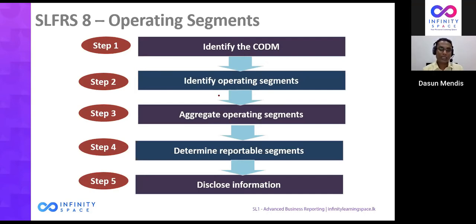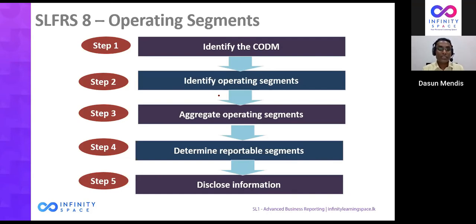So what is an operating segment? You consider something an operating segment if 3 conditions are met. First, it is able to earn revenue. Second, its results are reviewed by the CODM. Third, discrete financial information is available. Upon satisfaction of these 3, you identify the operating segments within the organization. You might identify a number of operating segments, let's say 15.